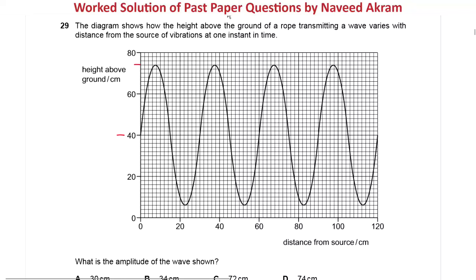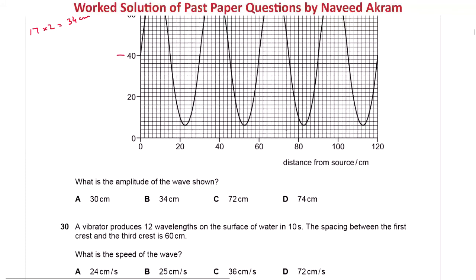So these are 10 boxes and 1 2 3 4 5 6 7. There are a total of 17 small boxes and one small box represents 2 centimeters. So we multiply by 2 and it becomes 34 centimeters. Looking at the options, we have 34 centimeters, option B.